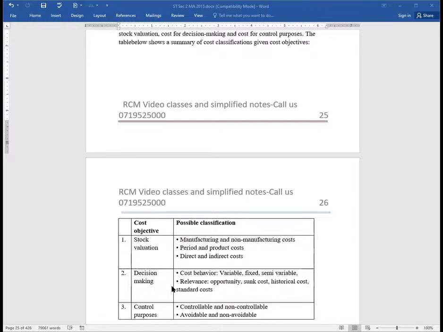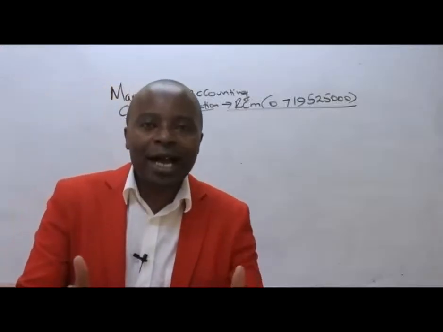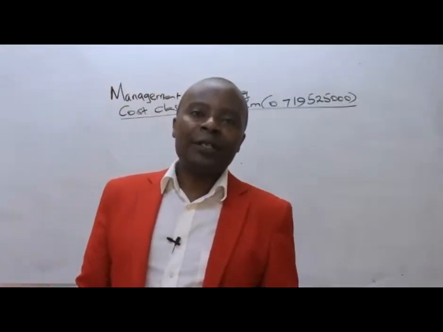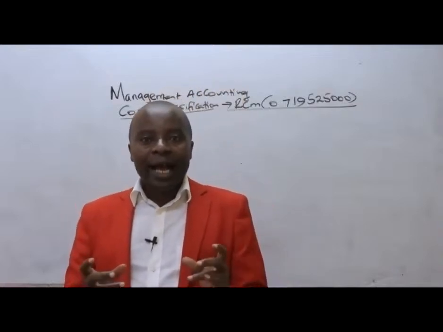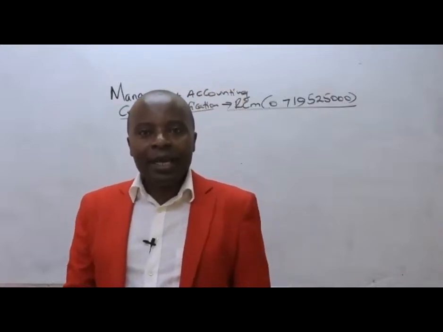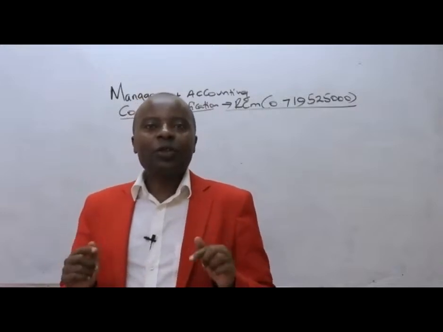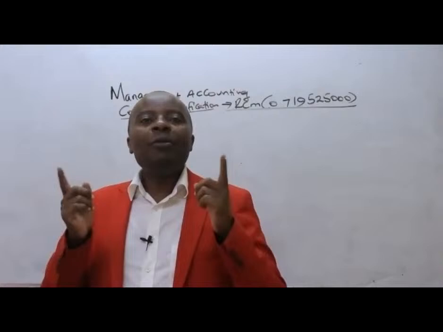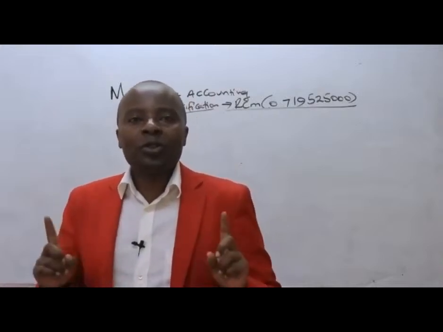Then we have a cost objective. Our cost objective is to control. If it is to control, then we shall be having our cost classifications being controllable and non-controllable. As we shall be seeing, controllable costs are those costs that are at arm's length of management. So the management has got a say over them. The management must authorize, so they are in authority. They are able to influence controllable costs.